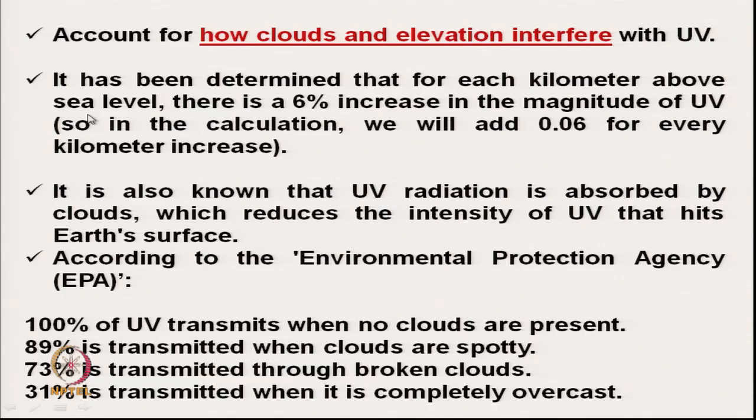So, internationally it has been accepted and determined that for each kilometer above sea level there is a 6% increase in magnitude of UV. So, in calculation we will add 0.06 for every kilometer increase. So, that we have to keep adding.